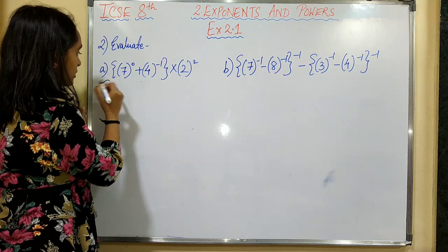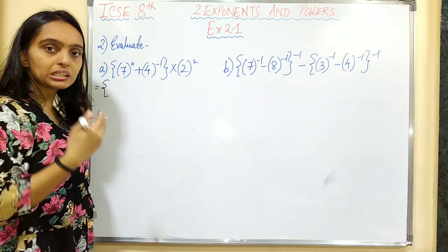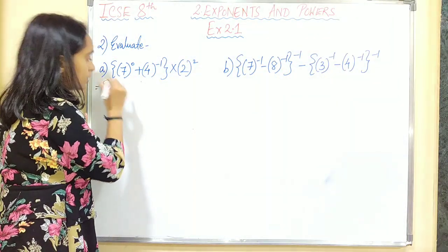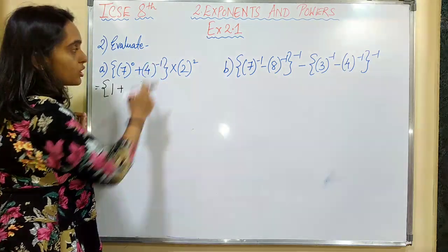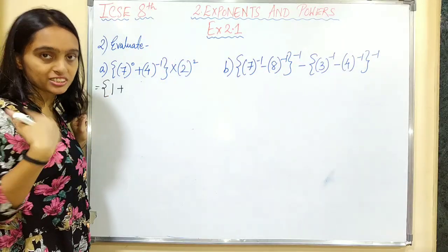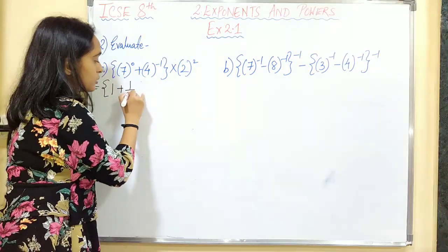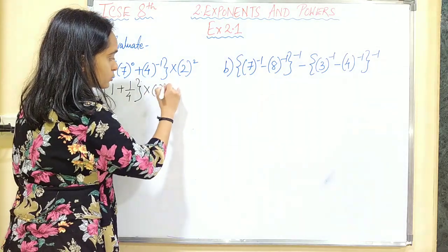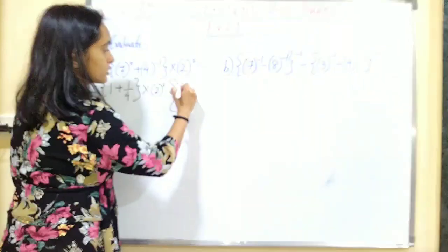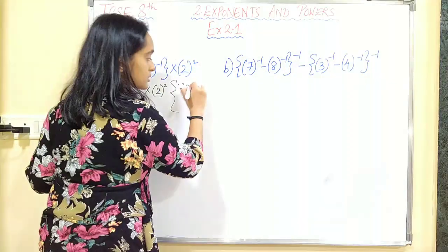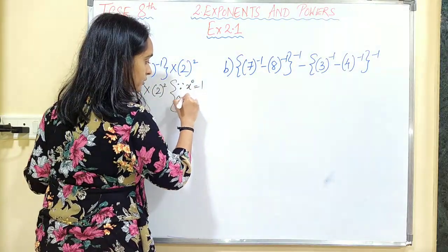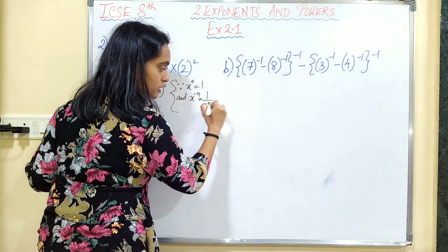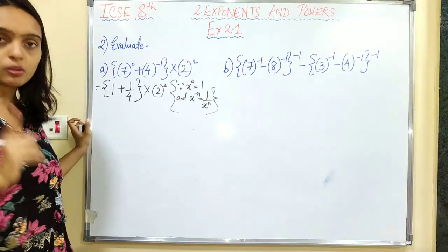So now it will become 7 raised to 0. Any number raised to 0 is 1. So it will be 1 plus 4 raised to minus 1. So it will be 1 upon 4, the reciprocal of that number, multiplied by 2 raised to 2. So here we use the laws x raised to 0 equals 1 and x raised to minus n equals 1 upon x raised to n. Don't forget to write the laws used.